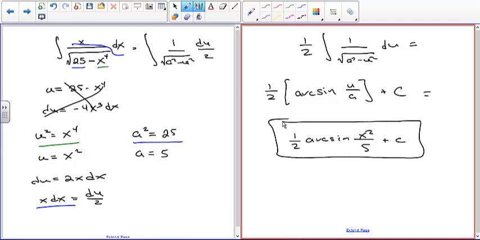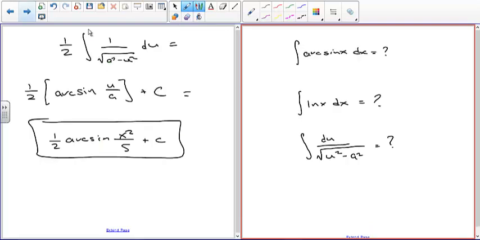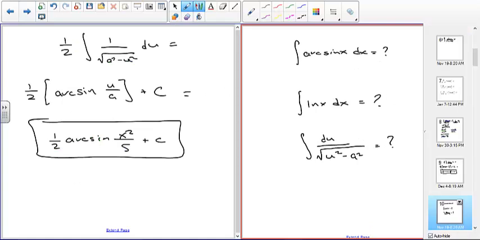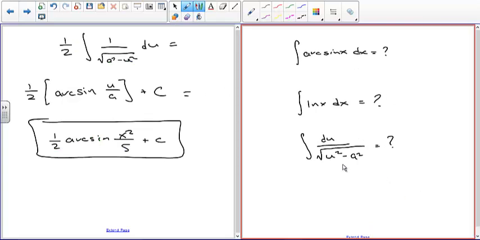Okay. So let's see what's on the next page. Oh, this is just to remind us these are some of the things we don't know yet, but we will know in chapter 8. So we don't know what the integral of the arc sine is. We know what the derivative of the arc sine is, but we don't know what the integral is. We know what the derivative of the natural log is, but we don't know what the integral of the natural log is. And if I switch a squared and u squared, so it's u squared minus a squared, I don't know how to do that either yet.